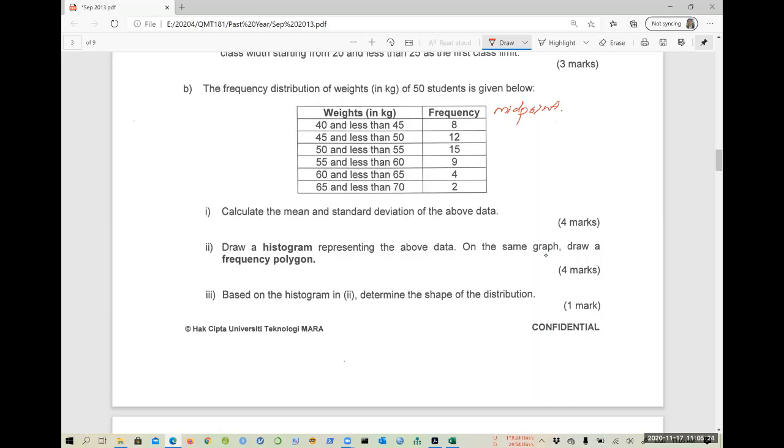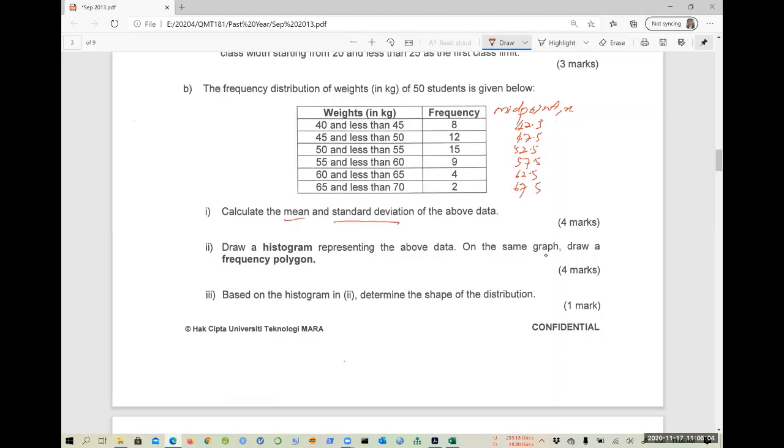So for the first one, for the midpoint, this will be the x value. The midpoint here will be 40 and 45. You add them together, 85, divided by 2, you get 42.5. So this will be 42.5, this will be 47.5, 52.5, 57.5, and then 62.5 and 67.5. The first one asks you to find the mean and the standard deviation.